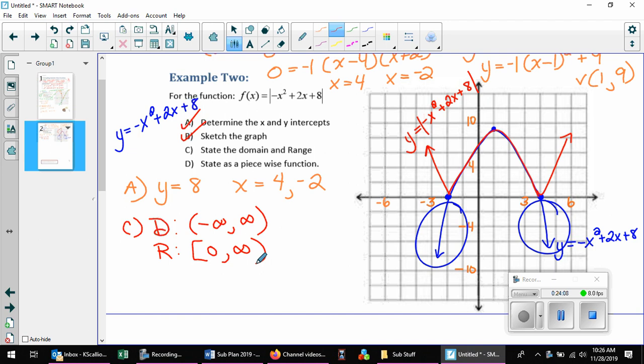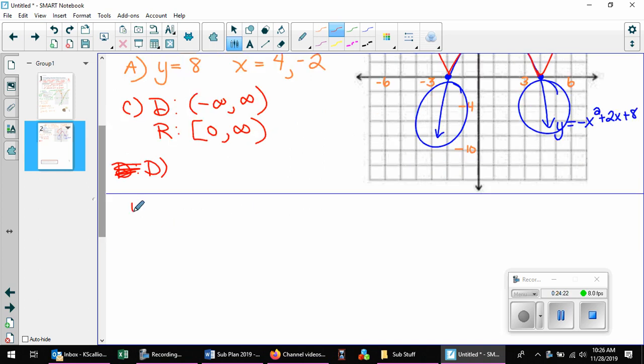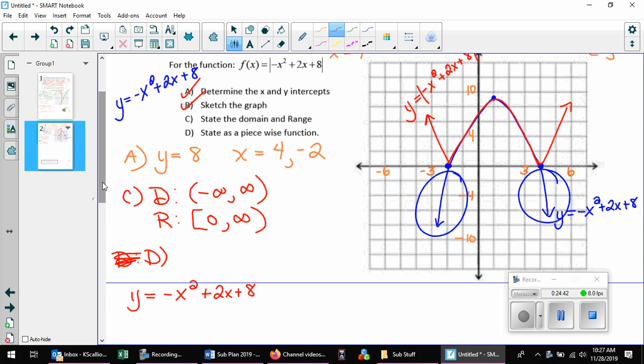Okay. All right, so D, piecewise functions. So this is where life gets a little bit complicated. But you guys can handle this. Okay, so the original function was y equals negative x squared plus 2x plus 8. Now what part of the graph, the hump or the arms, belong to the original? The hump, right? The hump is shared with the blue. So the hump is part of the original. So that's a very specific domain.